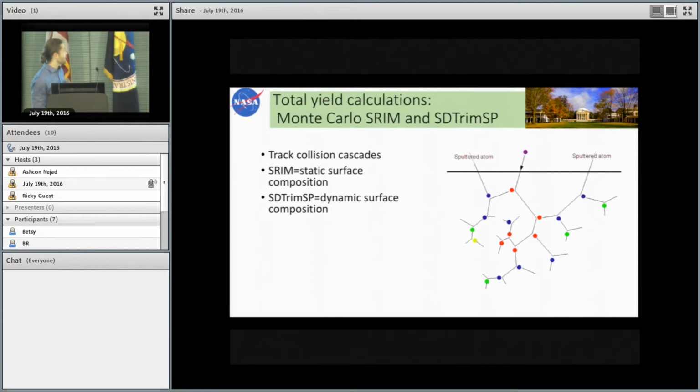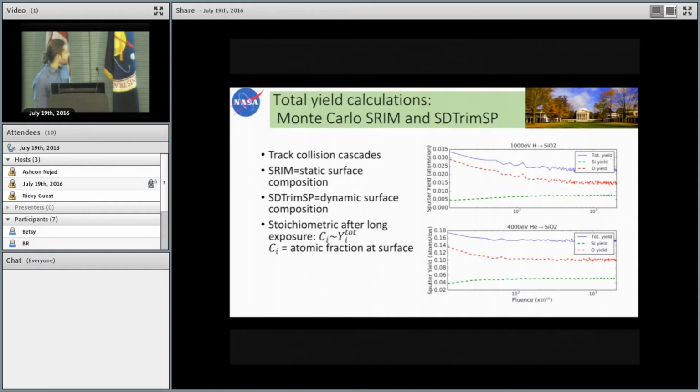However, SRIM has a static surface composition, which means that every single ion that hits the target sees the same composition. However, processes such as preferential sputtering, or preferential removal of weakly bound elements at the surface, change the surface composition with time. And so we use this other program, SD-TRIM-SP, which updates the surface composition as a function of fluence. And this is basically what we see.